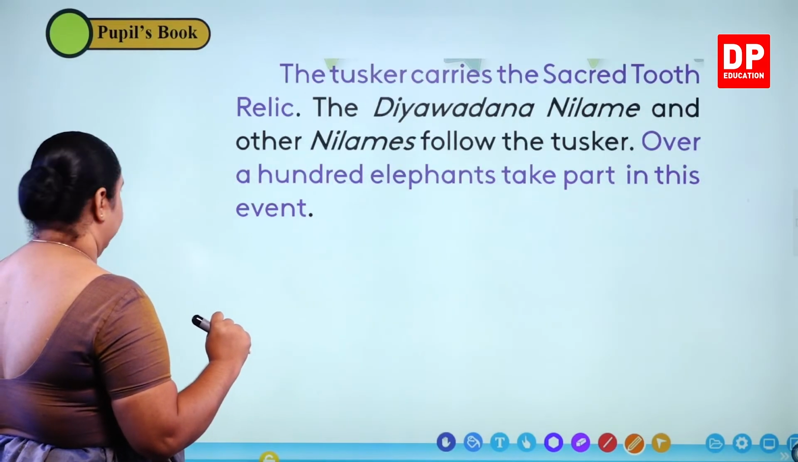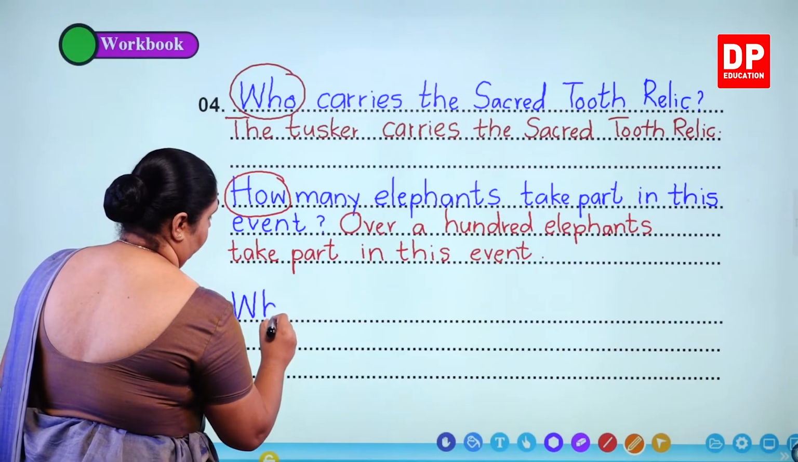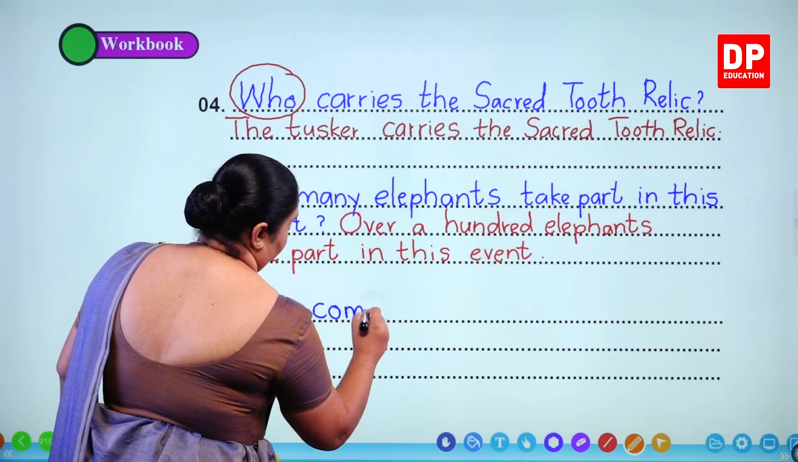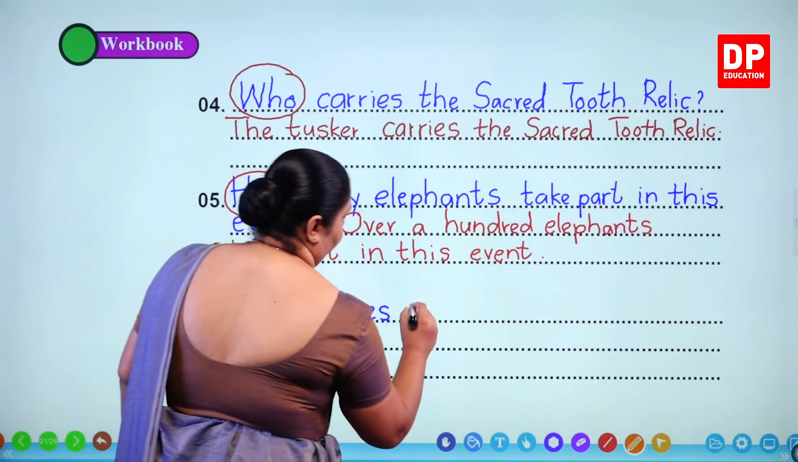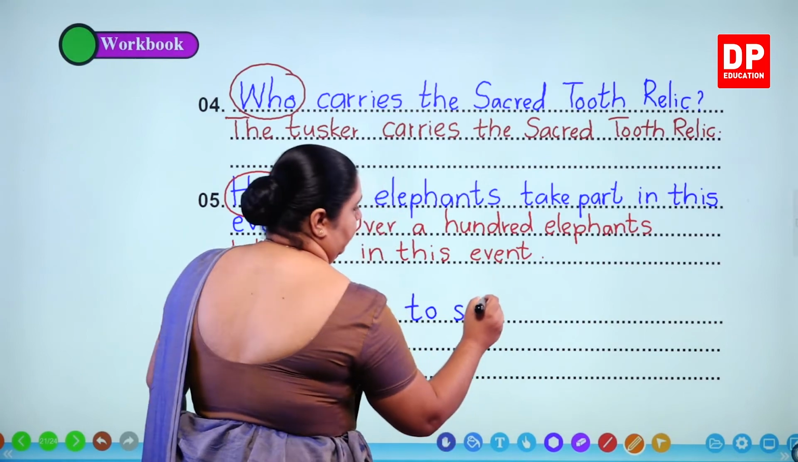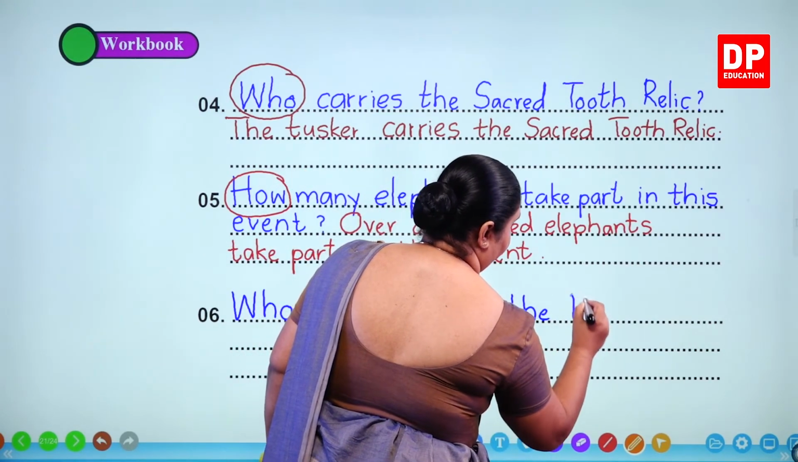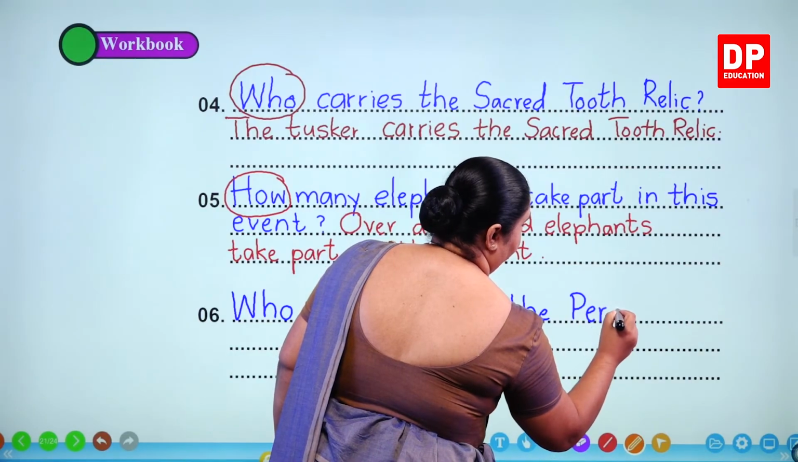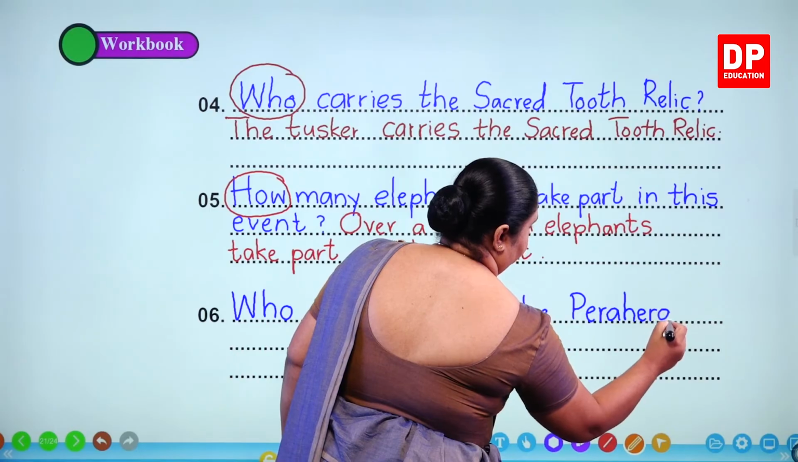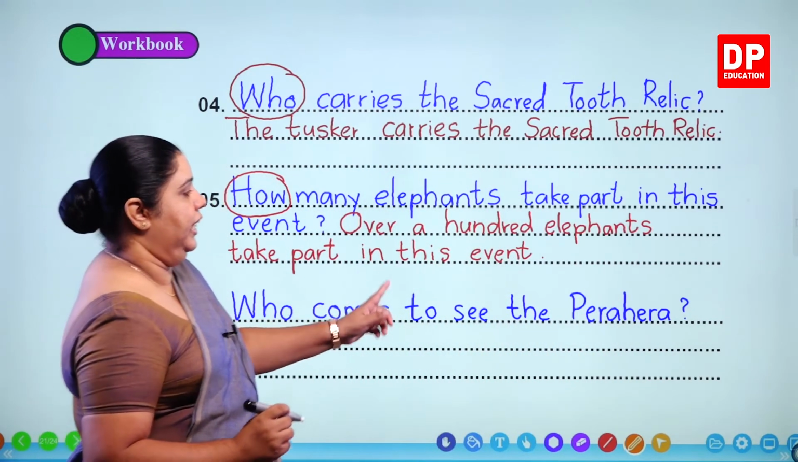Let's write the question like this. Who comes to see the perahera? That is our question. Who comes to see the perahera?